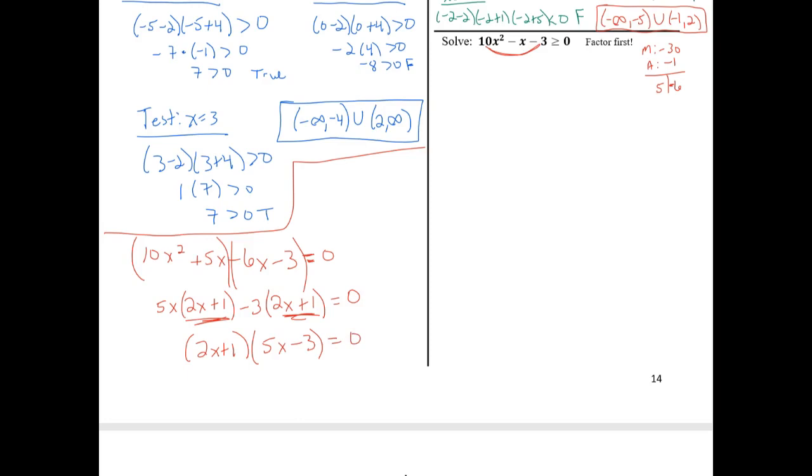Now I can set each factor equal to 0 to find the intercepts or the critical points. I would subtract 1 and then divide by 2 to get -1/2 on the first, and I would add 3 and divide by 5 to get 3/5 for the second. So those are the critical values.